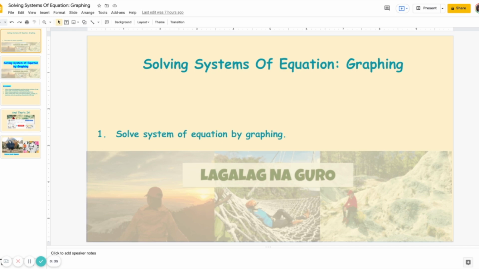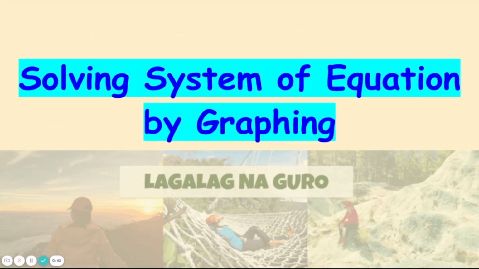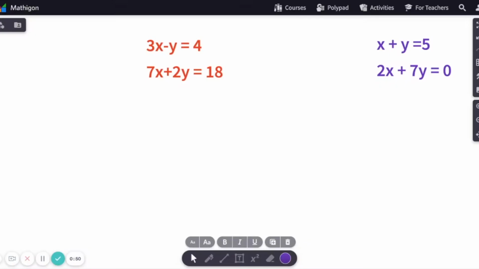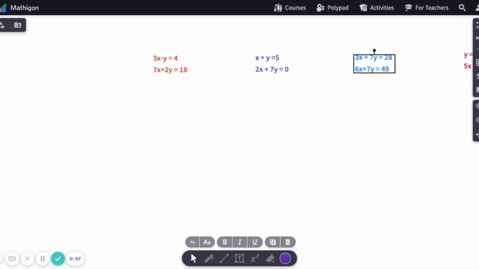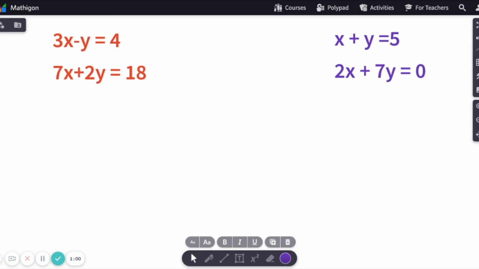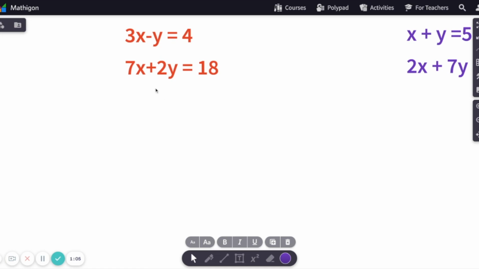So, mag-graph po tayo. Okay? Hindi ko po pala na-play. Yan. So, solving system of equation by graphing po tayo. So, solve na po kaagad tayo. Okay? So, we have two equations. Actually, 4 problems here. 4 po yan. Ayan po. Isosolve po natin yan lahat. So, ano po yung mga concepts na kailangan natin dito sa mga ganitong problem?